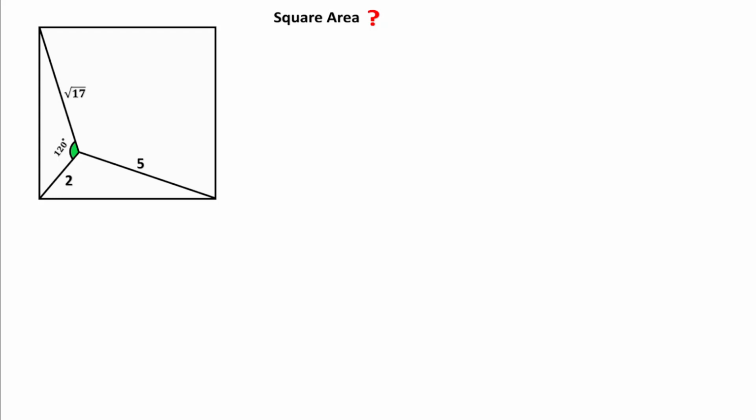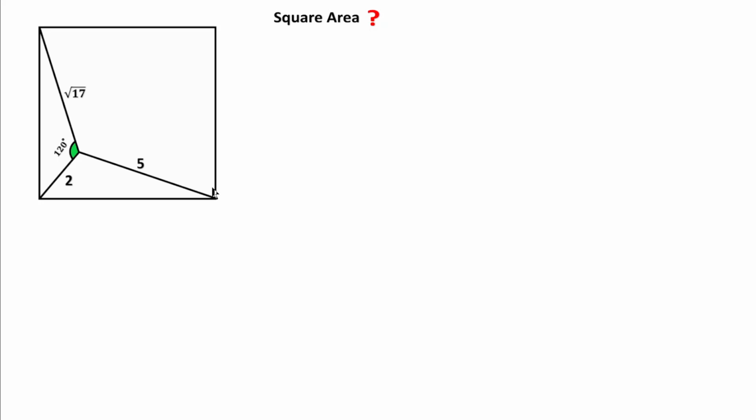Hello everyone. In this question, there is a square, and inside this square, this green angle is given as 120 degrees, and the length of this line segment is 2 units, and this line segment length is given as 5 units, and this line segment length is given as root 117. Then we have to find the area of this square.